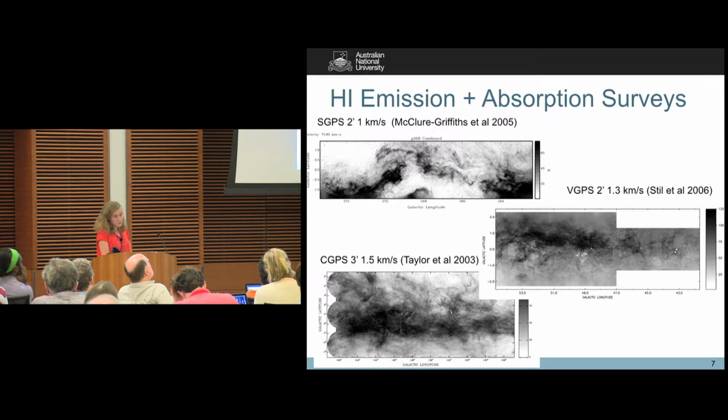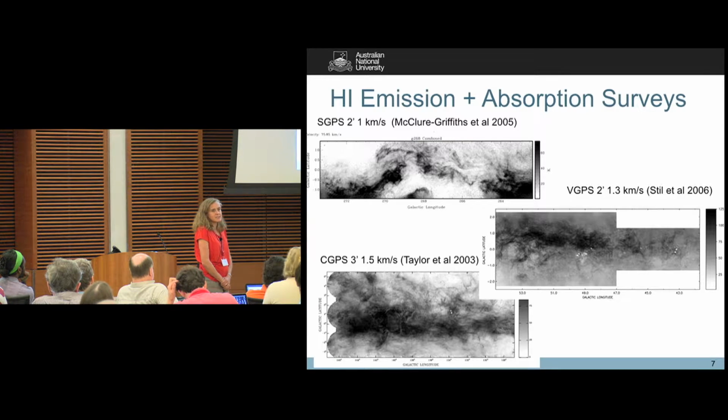So the HI emission and absorption surveys, I call them because, although they are largely intended to look at the HI emission, you can see these nice little white dots here. Those are continuum features which are observed in absorption, and those have been used extensively to measure the properties of the HI in the galactic plane through HI absorption spectra.